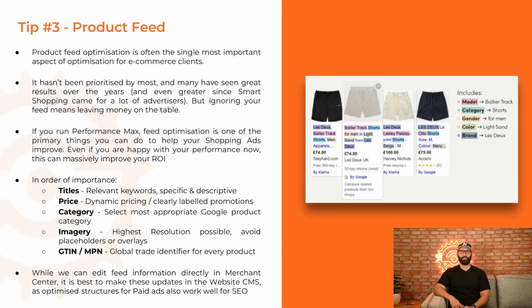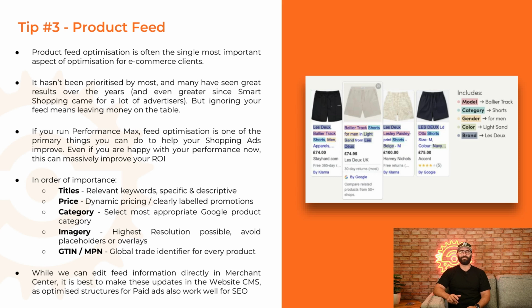Tip number 3 is product feed optimization, an area that is often neglected by advertisers and has the potential to yield the biggest return on ad spend improvements of any tips in this slide deck. Ignoring feed optimization puts your campaigns at a disadvantage against the competition.